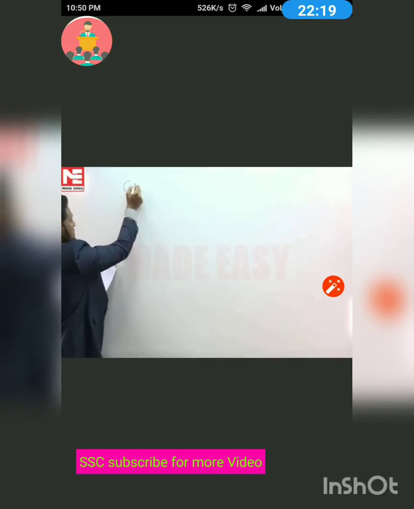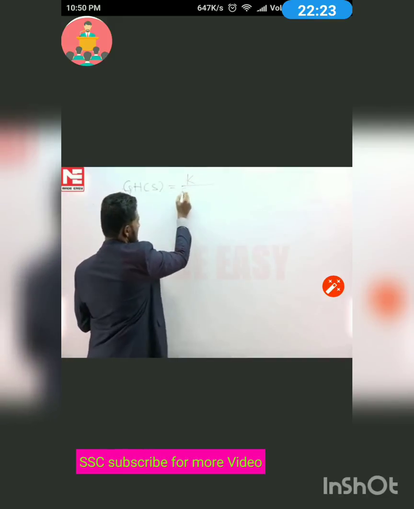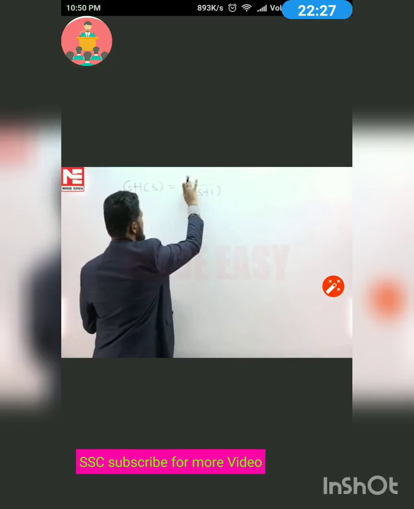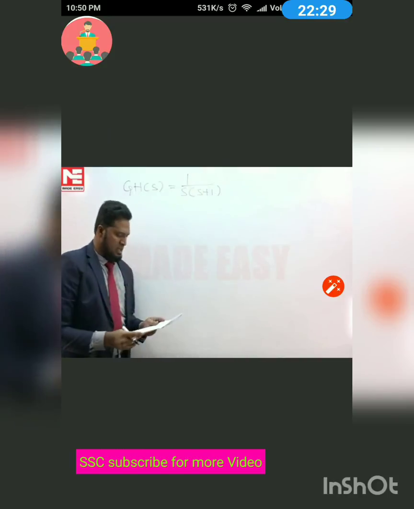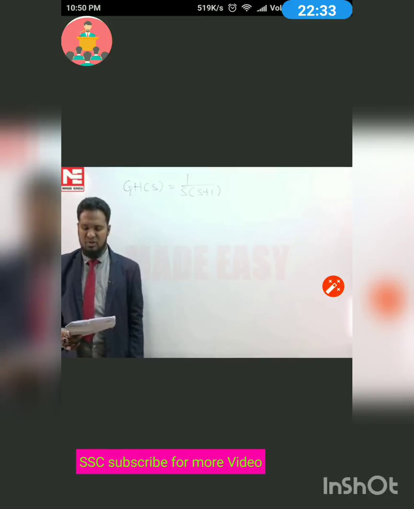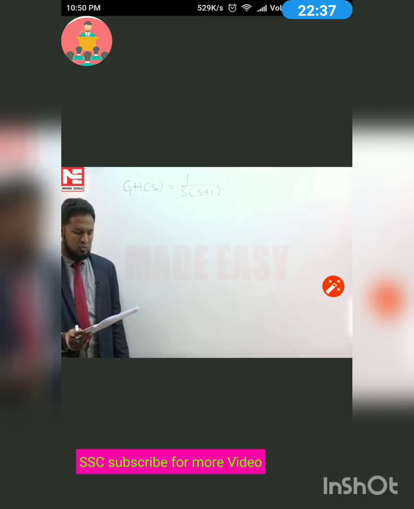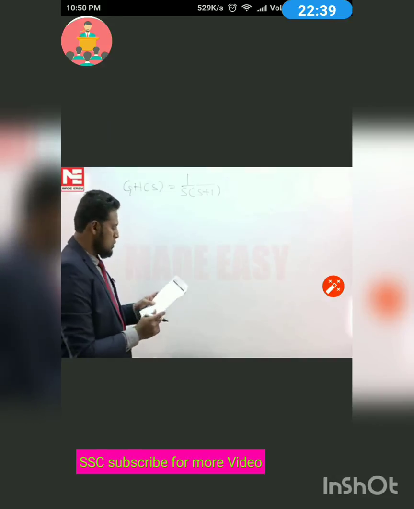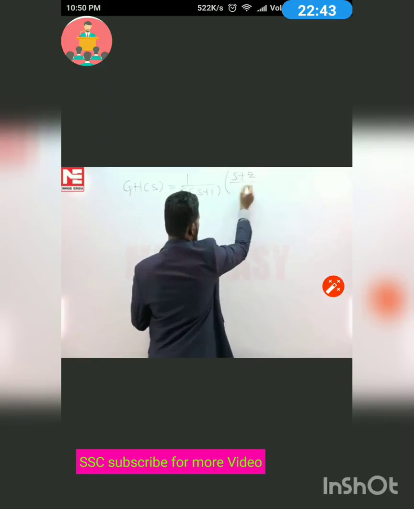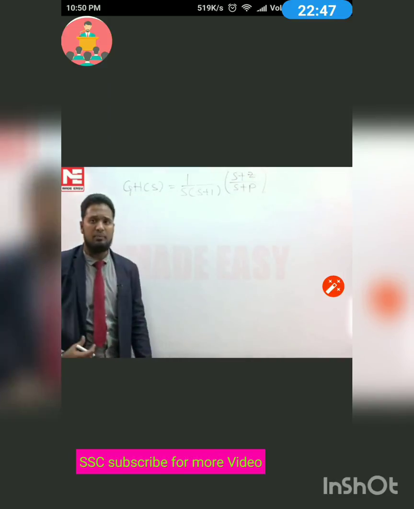Open loop transfer function of a system is K upon s into s plus 1, 1 upon s plus 1. It is desired that the velocity error constant of the compensated system is to be 10. And it is required to be obtained by a compensator whose transfer function is s plus z by s plus p. Question is to find the value of z by p.